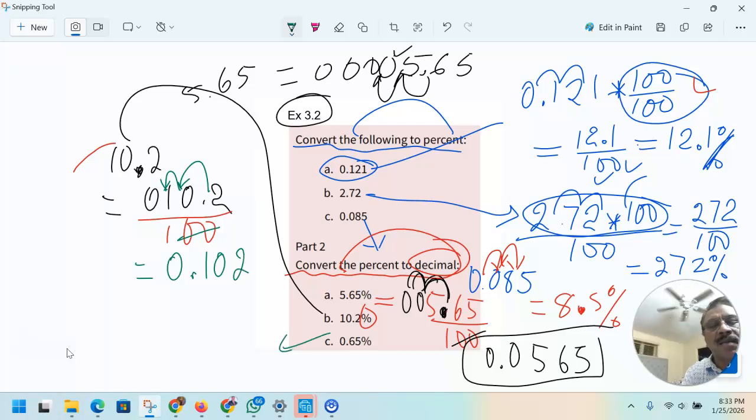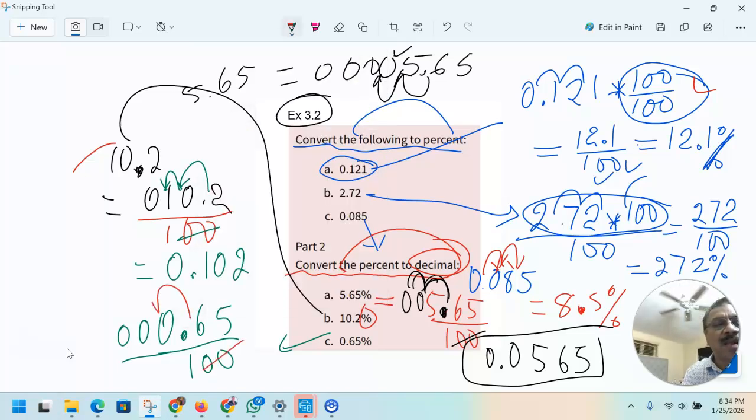And the last one is the same thing. It's given to you 0.65, okay, percent. So percent means out of 100, and I'll put some zeros just to show how, if you cross out the two zeros, the decimal moves two places to the left. So that means it becomes 0.0065. And I hope that helps. Let's go find the percent.